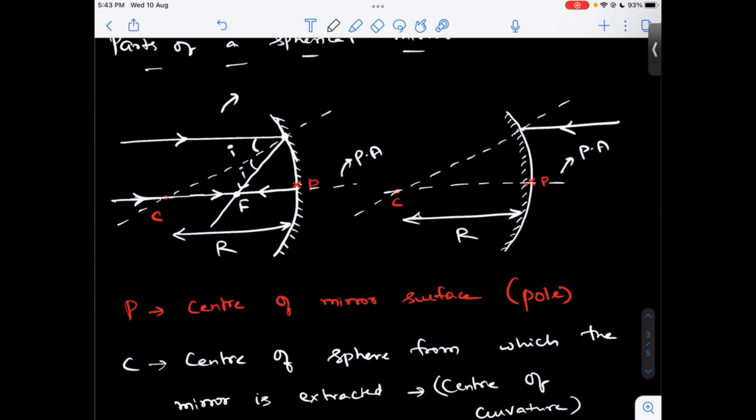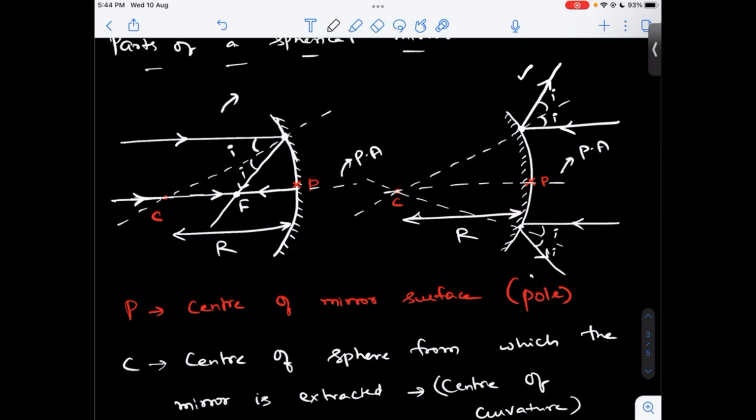the imaginary line joining the center of curvature and the point of incidence will become the normal, so that this angle becomes the angle of incidence, and this will be the reflected ray, and this angle will also be i. Similarly, if you consider another ray at the bottom, you can draw another normal in this way, where this angle will be the angle of incidence, and this will be the reflected ray, and this will be the angle of reflection, which is the same.